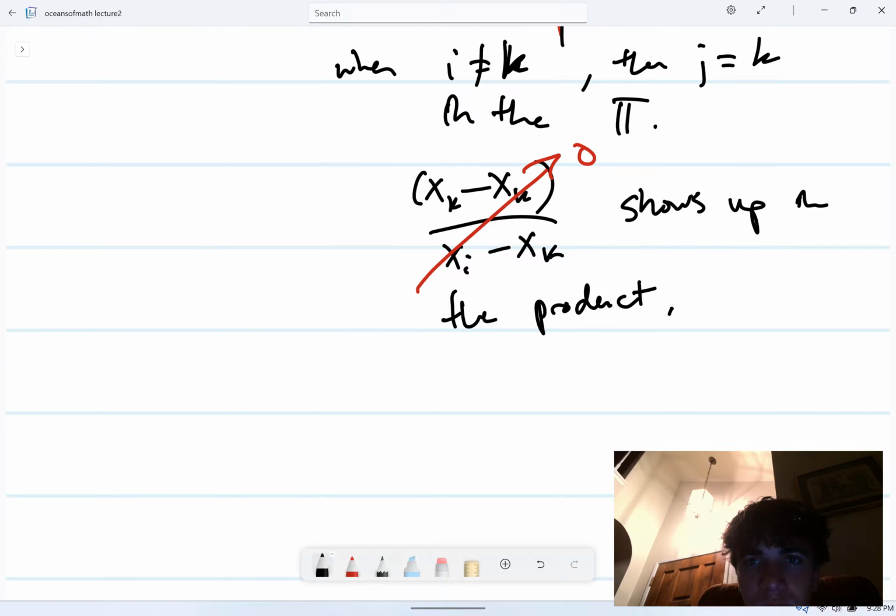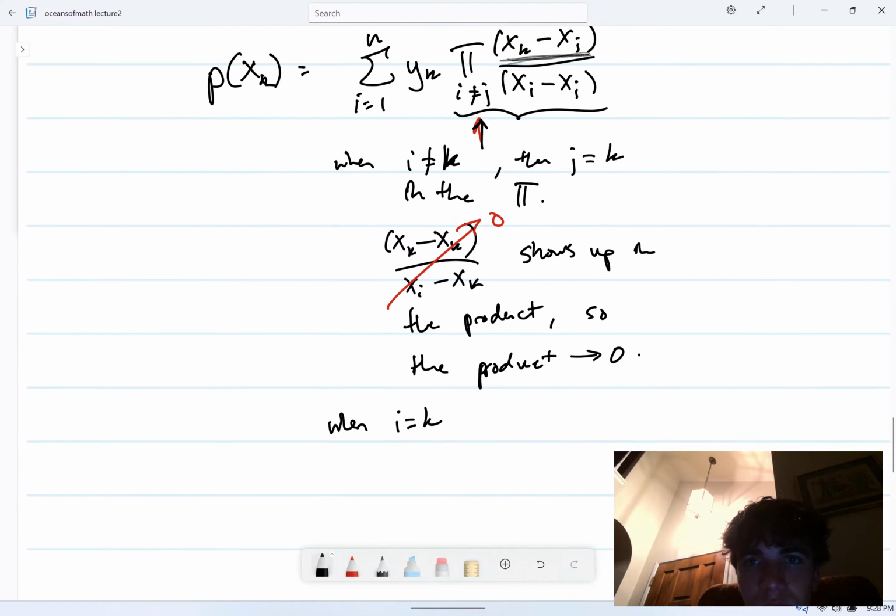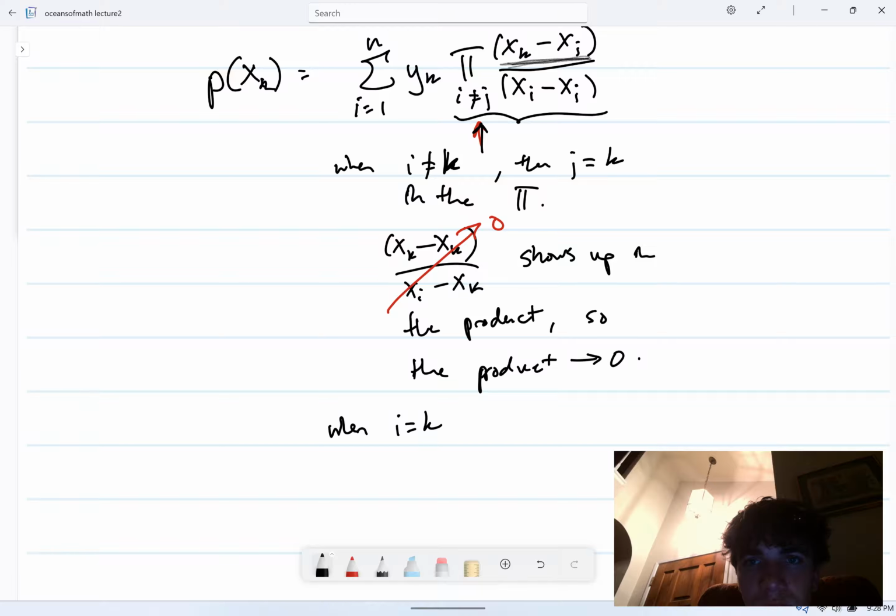So the product goes to 0. And then when i equals k, there's only one term in the summation that survives. And we have yk times the product of j not equal to k, x sub k minus x sub j over x sub k minus x sub j.